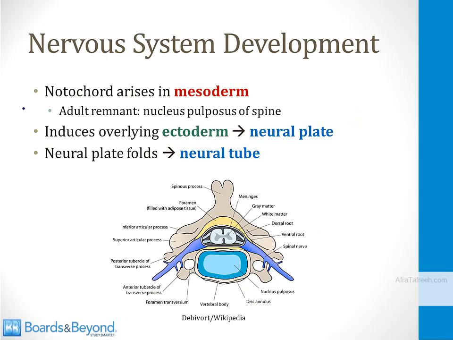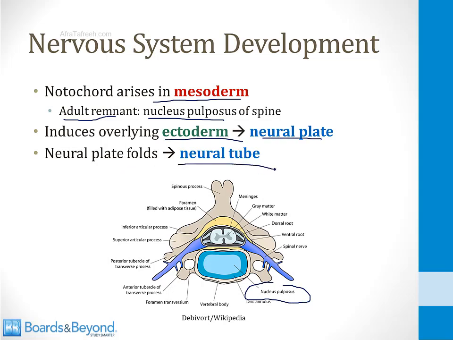So I've summarized these points in this slide here. The notochord arises in the mesoderm. This is an embryonic structure. It does not persist into adulthood. The remnant of the notochord in the adult is the nucleus pulposus of the spine, which is the structure in blue in the drawing on the screen here. The notochord induces the overlying ectoderm to become the neural plate, and then the neural plate folds into the neural tube, and the neural tube and the neural crests are what go on to become your nervous system.